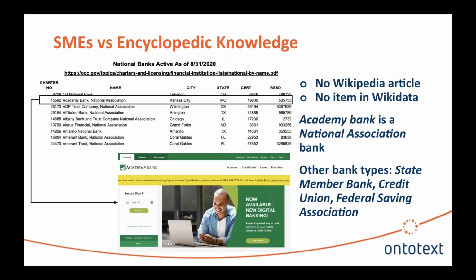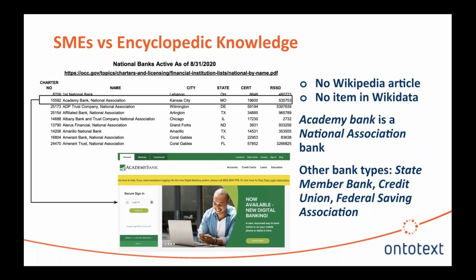Okay, according to US legislation, there are many different types of banks. One are state member banks, others are credit unions, third are federal savings associations, and all of them are really banks. And these types are not available in DBpedia or any of the public sources. So I really want to include this type of information because this is the central topic of my knowledge graph, and I want to be very punctual and precise here.